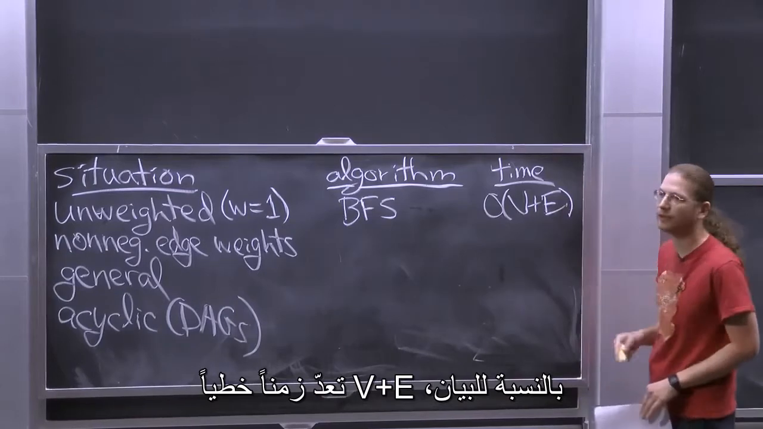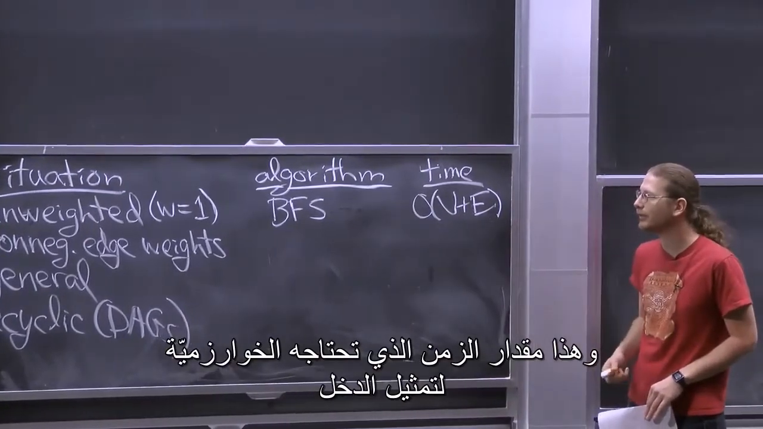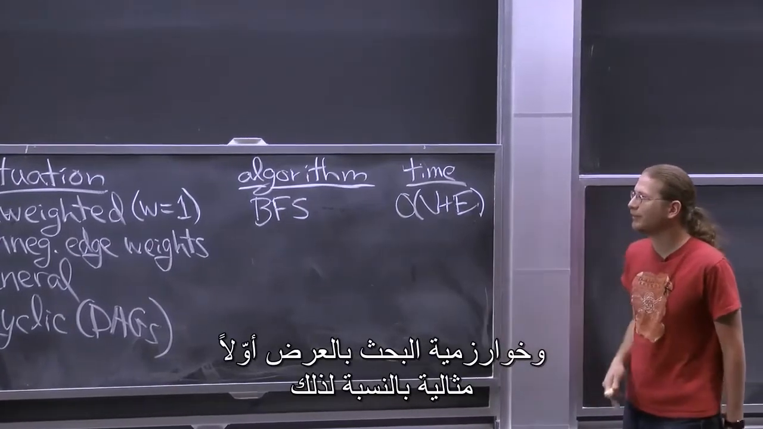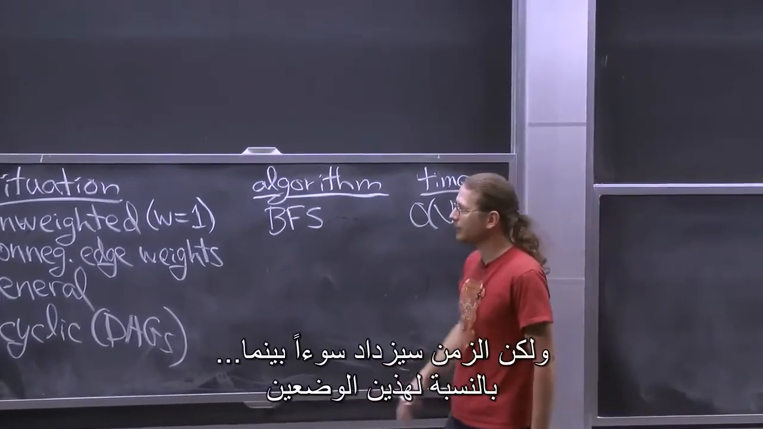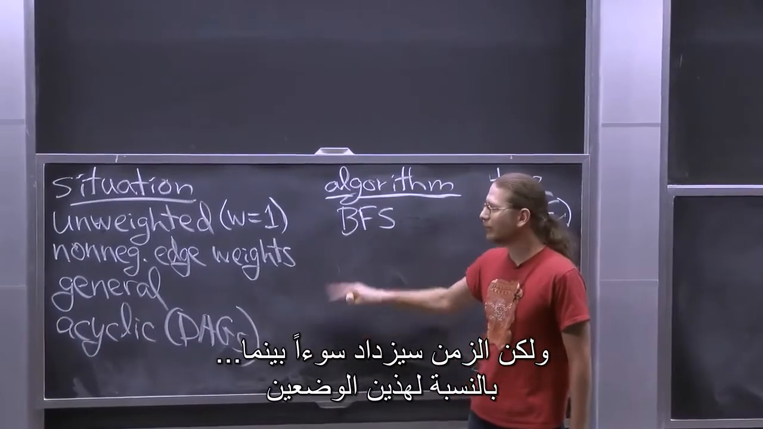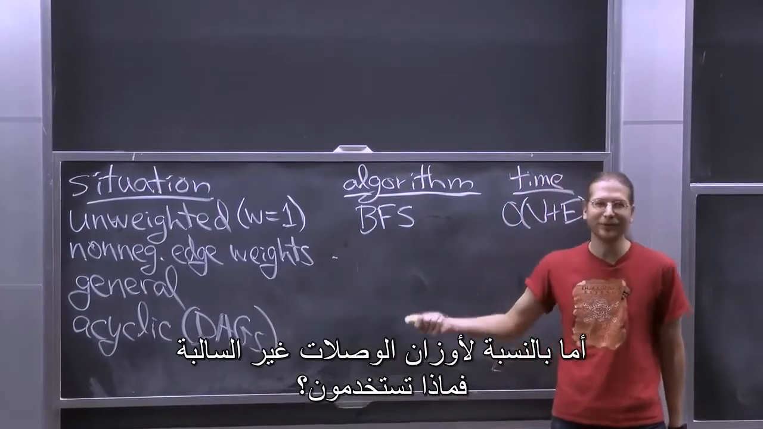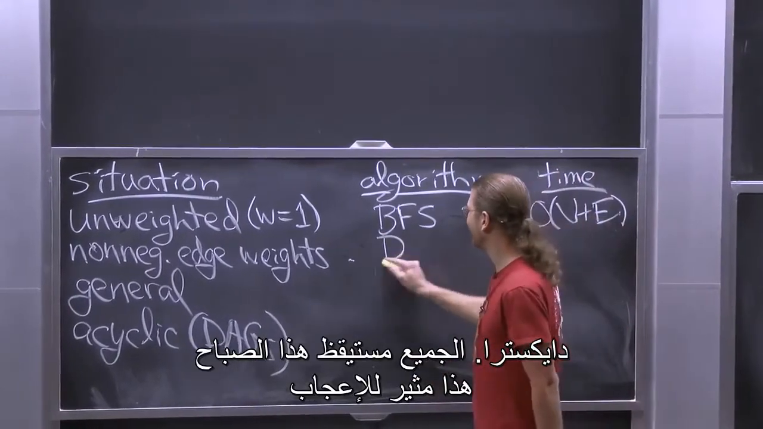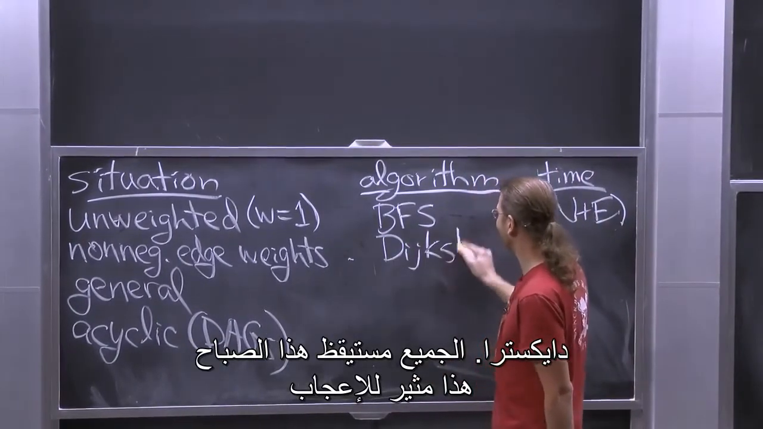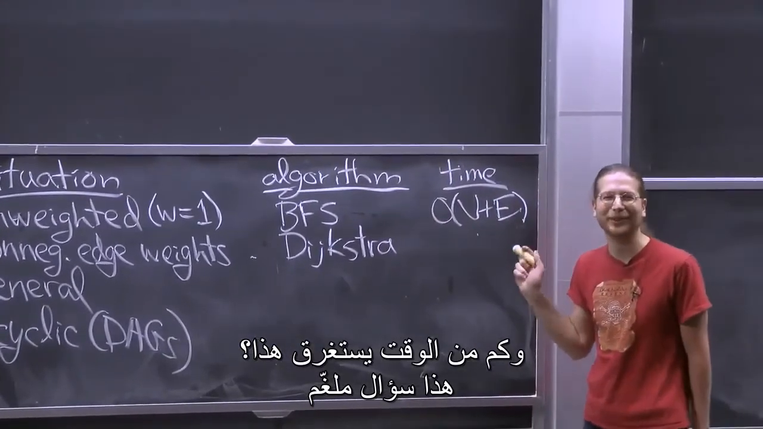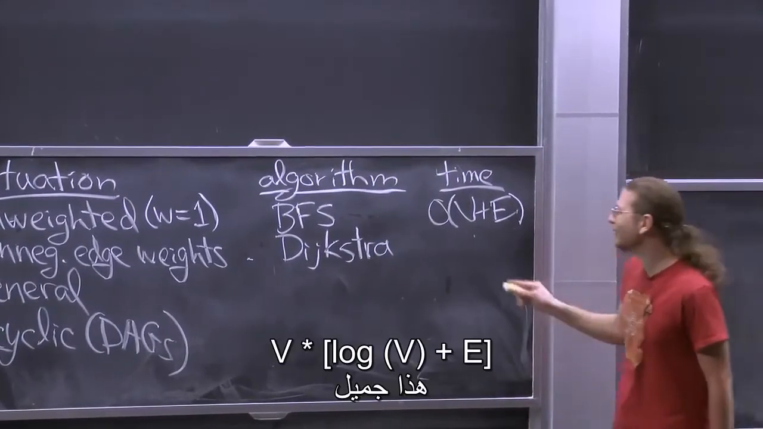That's for graphs. V plus E is considered linear time. That's how long it takes to represent the input. So you've got to look at the input for most algorithms, and BFS is optimal against that. But we're going to start getting worse for these two situations. So for non-negative edge weights, what do you use? Dijkstra. Everyone's awake this morning. It's impressive. And that takes how long? This is a tricky question. V log V plus E.